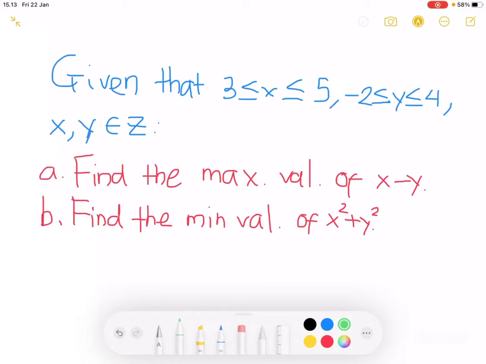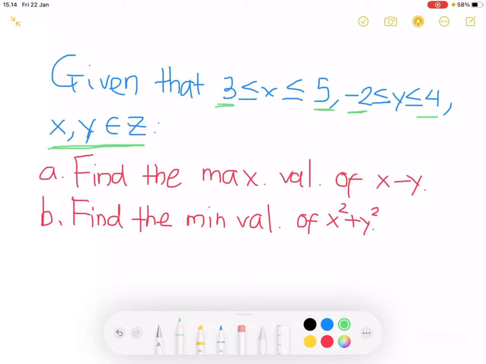So we're given that x is between 3 and 5, and this is including 3 and 5 because we have a less than or equal to sign. That means x can be either 3 or 5 as well. And same for y right here. Y is between -2 and 4, including -2 and 4. And we're given also that x and y must be integers.